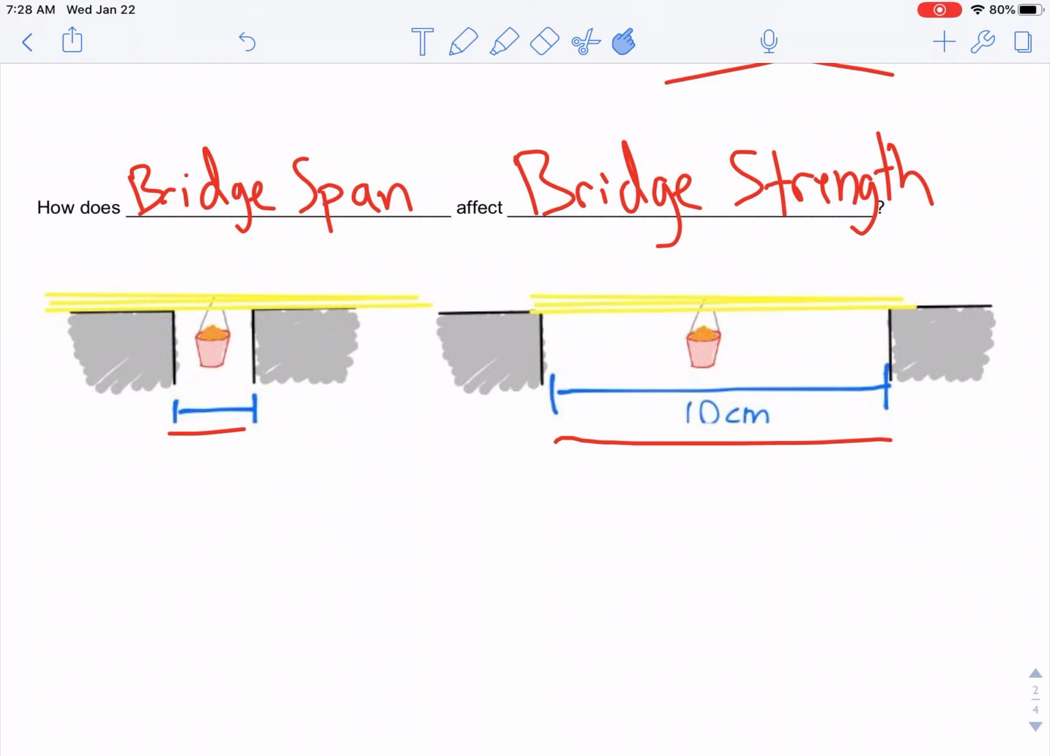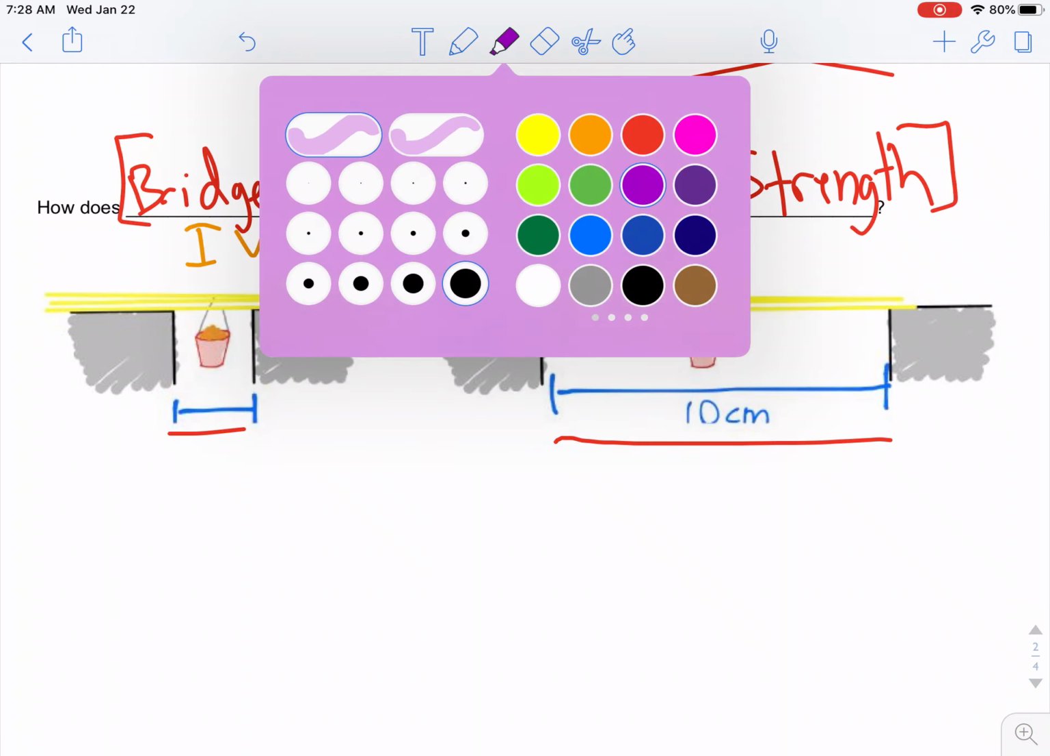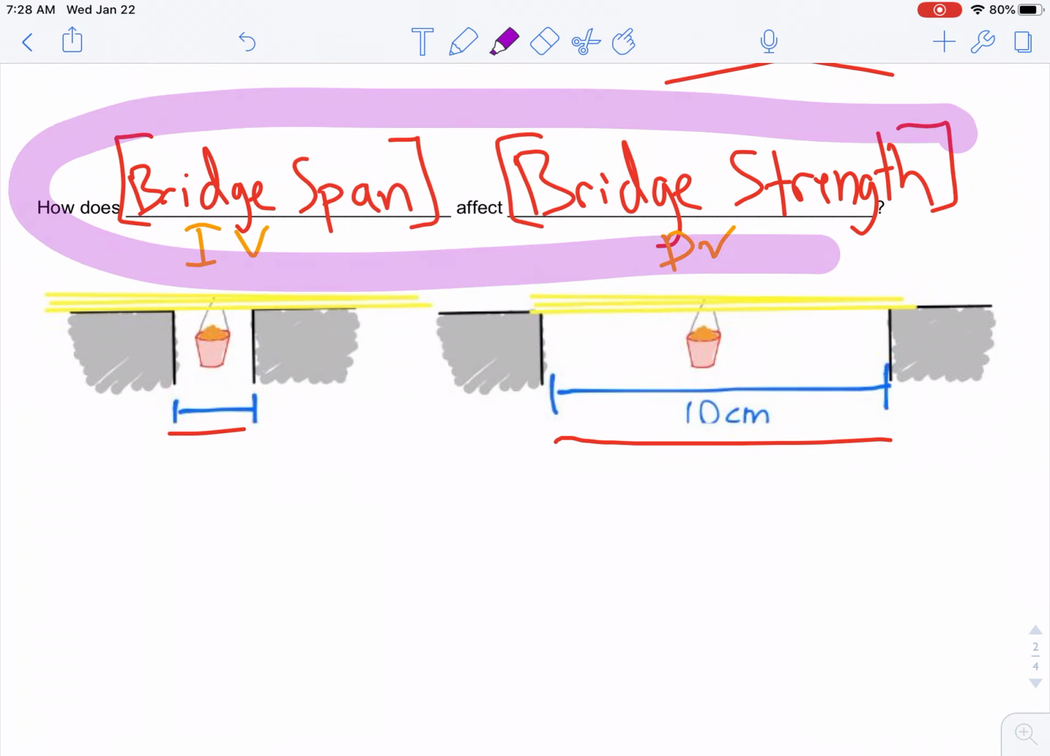So there you have it. We have our experimental variables. We've identified the independent variable and the dependent variable. And we've put it all in a nice scientific question in that format. How does my independent variable affect my dependent variable? Perfect.